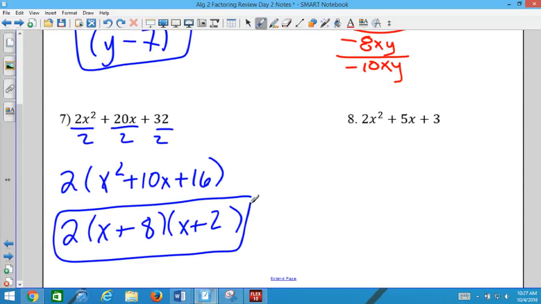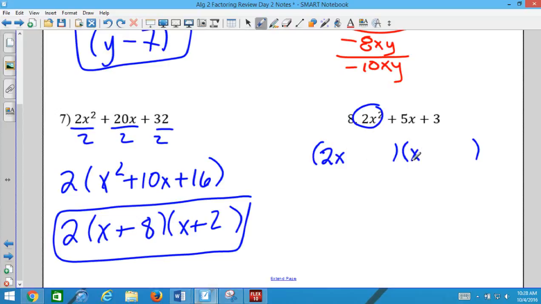Next one. Is there a greatest common factor? No, there is not. So we're going to go straight to the 2 parentheses, but this is where it gets more challenging, because I have a number in the front and in the back. You really have to think about where you place your factors, and you really have to check them. So what do I multiply together to give me 2x squared? A 2x and an x.